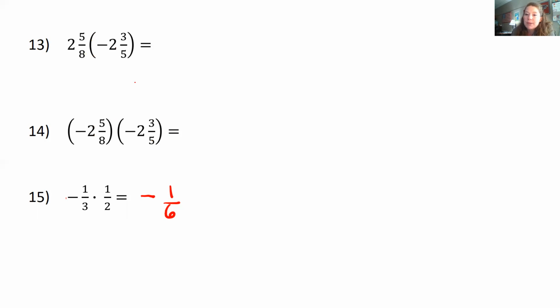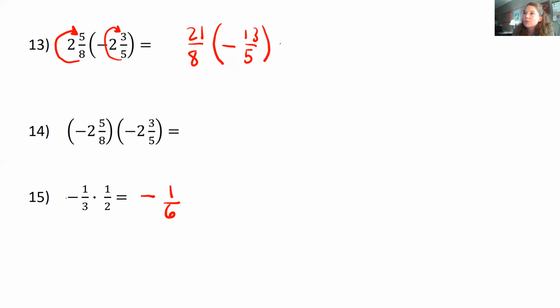But you do have to make these improper fractions before you're allowed to multiply. You cannot multiply them without making them improper fractions. So we're going to go around the world. We're going to say 8 times 2 is 16, and 16 plus 5 is 21 over 8 times negative, do it again, 5 times 2 is 10, plus 3 is 13, so 13/5.